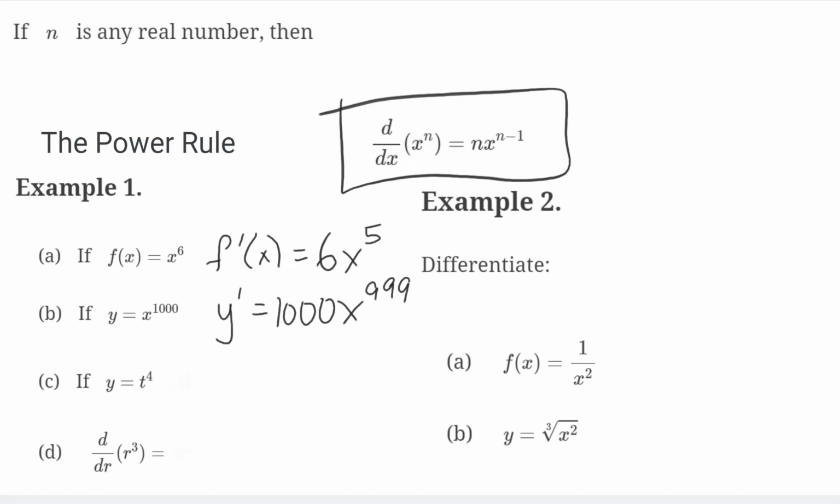All right, the derivative of y equals t to the 4th. Yep, 4t to the 3rd. The derivative of r to the 3rd is 3r squared. Good. What's the derivative of 1 over x squared? One second. I want them to think for a minute.